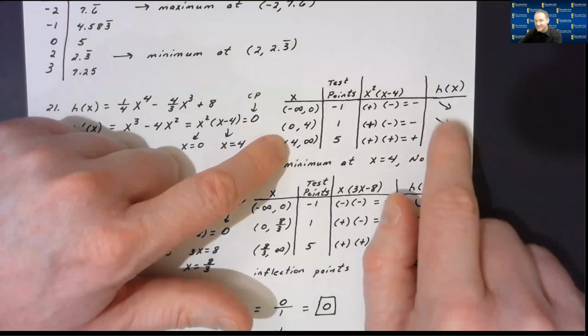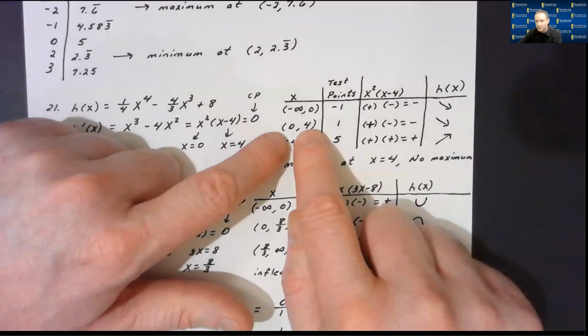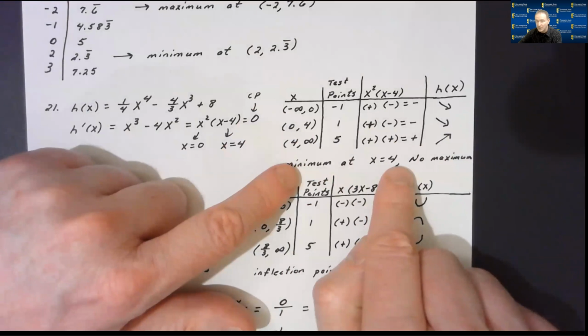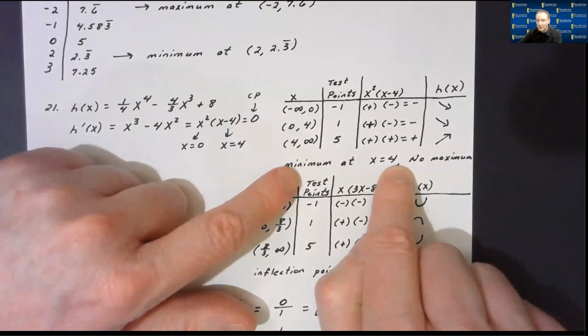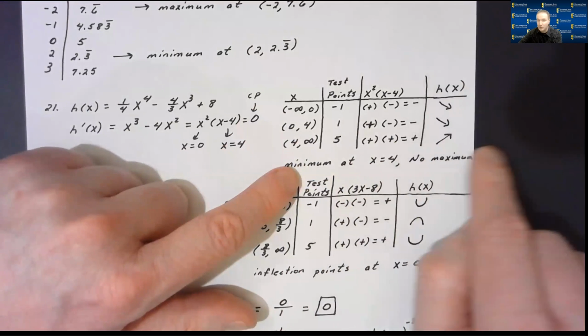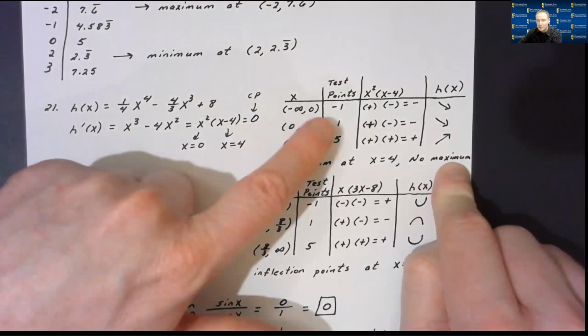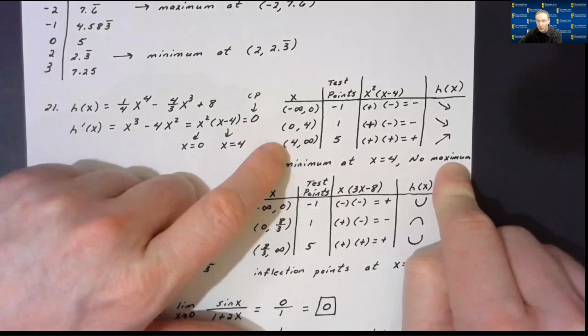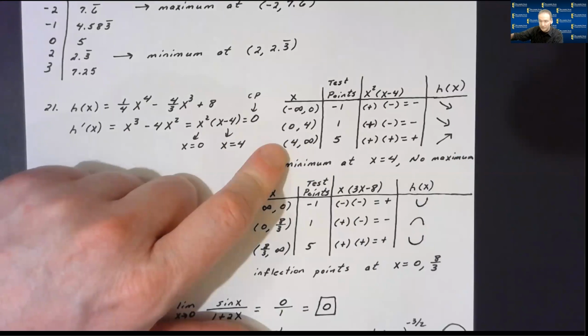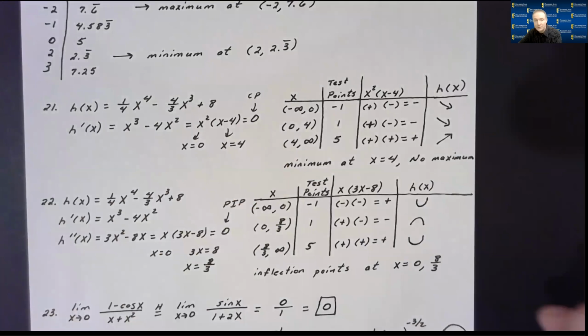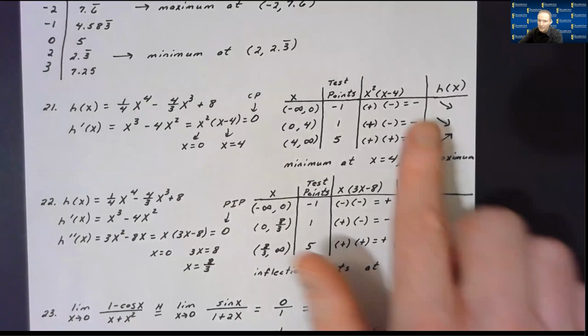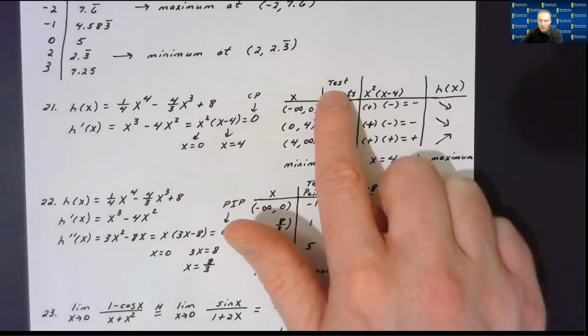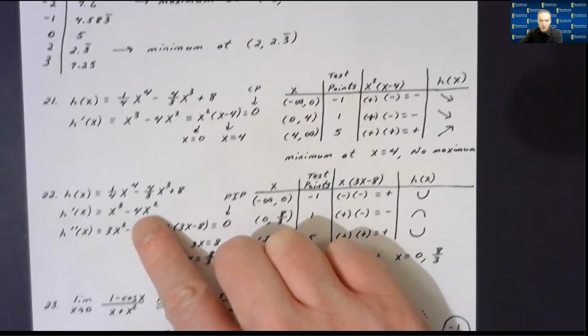And now, since it decreased all the way until 4, I know 4 is the location of a minimum. And then it's going to increase after 4. You're not going to have a maximum. 0 is neither a maximum nor a minimum because it decreased before and it decreased after. Now, whenever you have a critical point that's not a maximum or a minimum, you're already guaranteed it is an inflection point, but I don't ask that in 21. That's what 22 shows us.